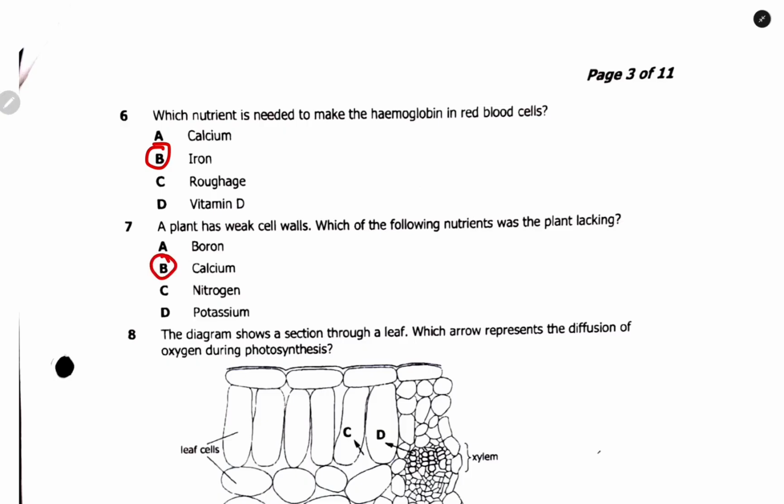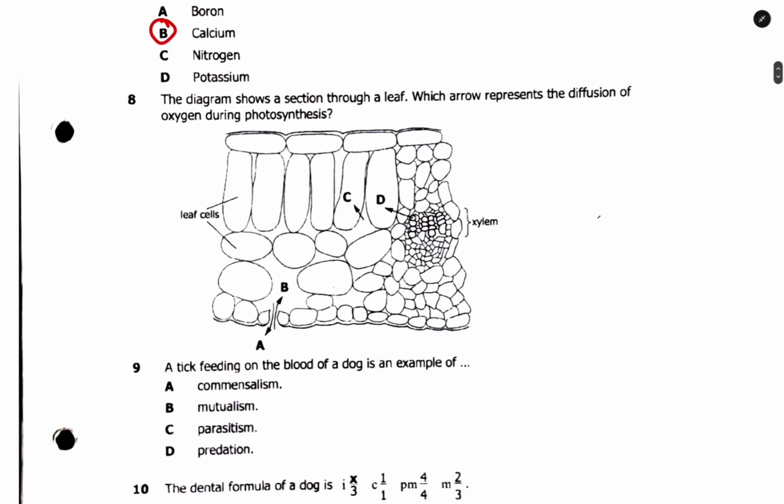But of course, if you have a different view, you can still suggest it and explain. Now here you also need to know the functions of boron, nitrogen, and potassium. So this is just to show you that you also need this information. So please look into that. Then up to question 8.